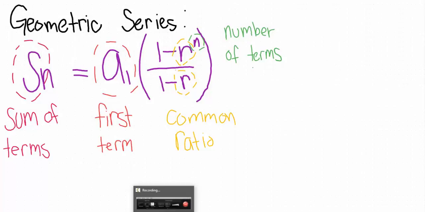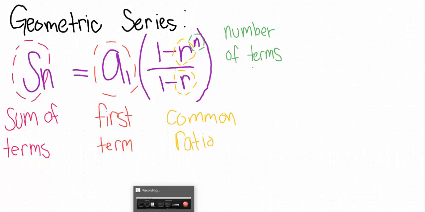A geometric series is a sum of series with a constant ratio between terms that obtain multiplying by the previous term. The geometric series formula is Sn equals A1 times 1 minus r to the power of n divided by 1 minus r.